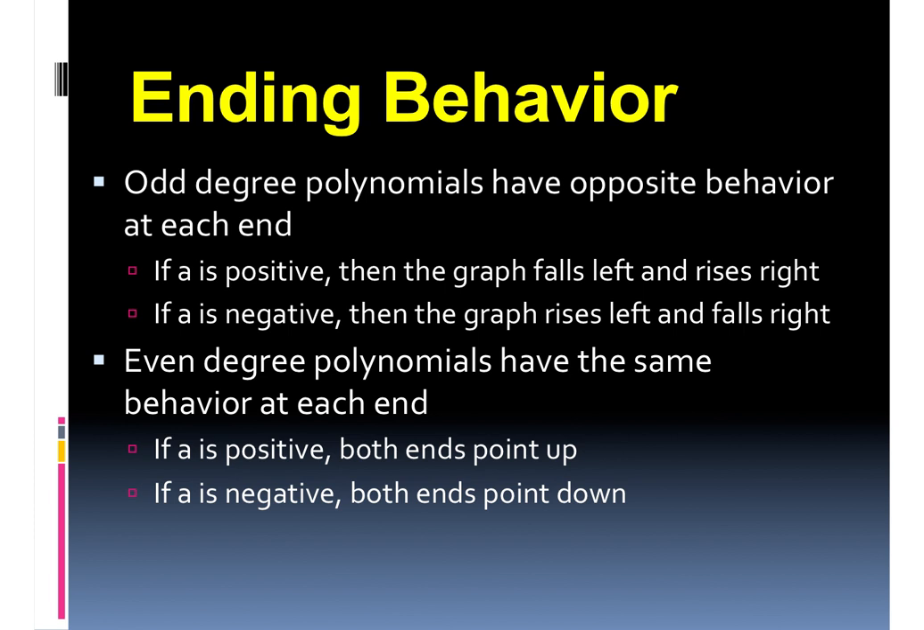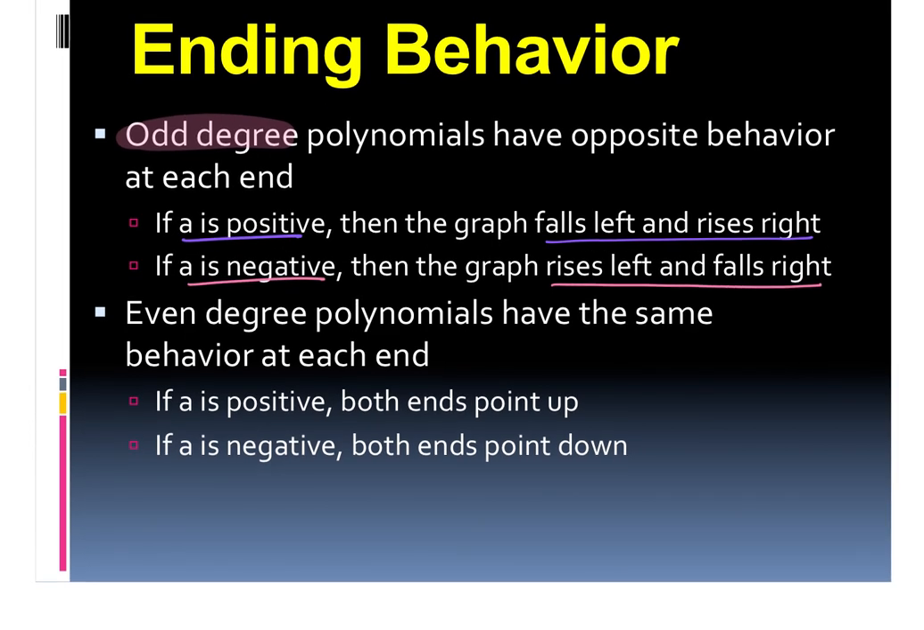So we just said that but this is in words. Odd degree has opposite behavior. One's going up, one's going down. If it is odd and positive, it falls left and rises right. If it is odd and negative, it rises to the left and falls to the right. And even behavior, so odd has opposite. Think O and O. Even has the same behavior. If it's positive, both ends point up. If it's negative, both ends point down.